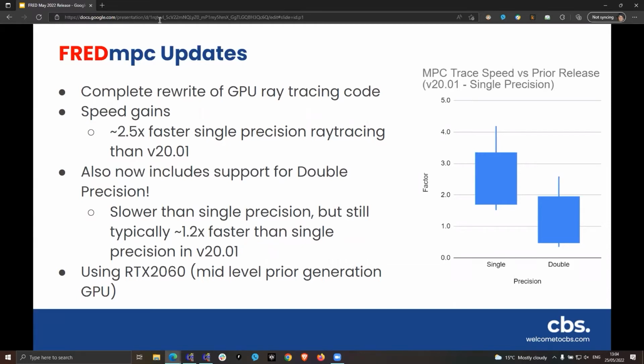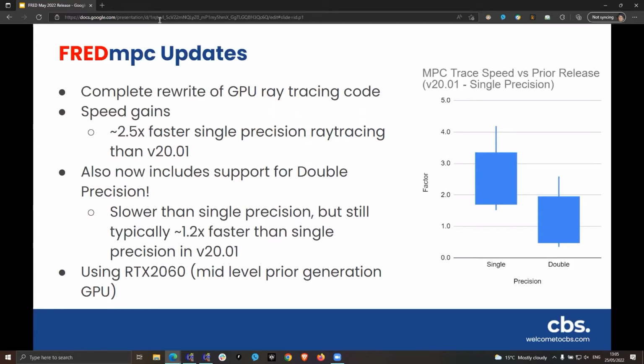There is a speed penalty for running a trace in the double precision mode, so it is slower than single. However, it's still typically about 1.2 times faster than the single precision calculation in the prior version of FRED. So when we think about how double precision relates to single precision of the prior version of FRED, there's almost no speed penalty whatsoever.